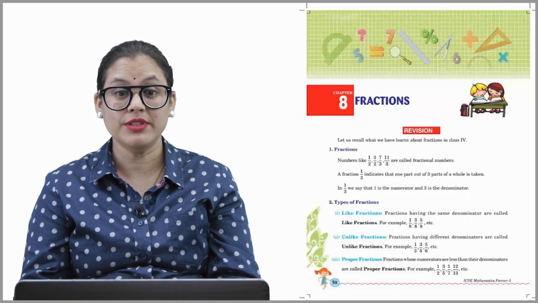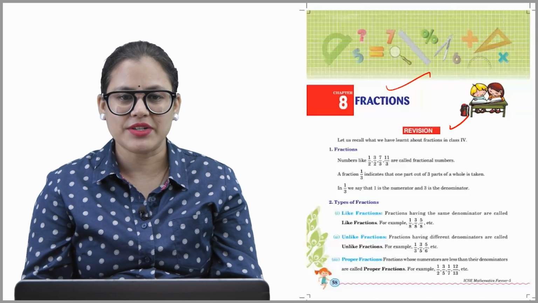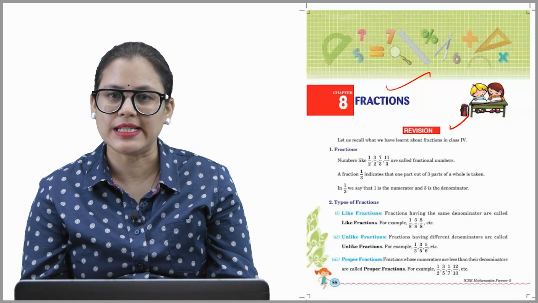Let's start today's chapter, fractions. First, let's do the revision. Let us recall what we have learned about fractions in class 4.